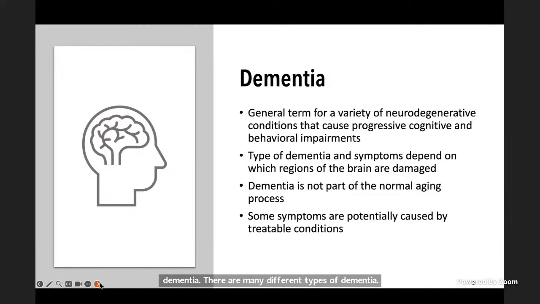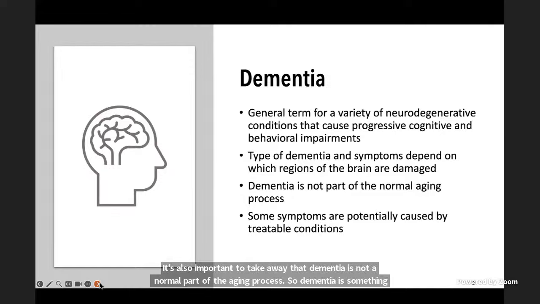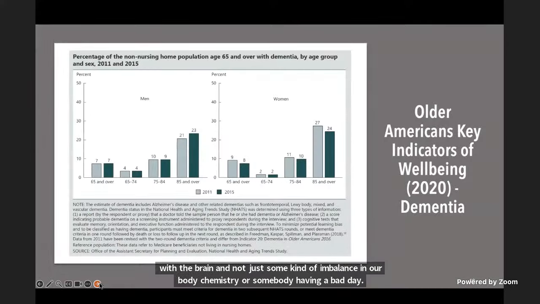And it's interesting because it hasn't been that long ago that dementia, especially Alzheimer's disease, was a mystery. It was only in the early 1900s that dementia was demystified as something actually going wrong with the brain and not just some kind of imbalance in our body chemistry or somebody just having a bad day. There was actually a physical cause for a cognitive disorder. So keep that in mind as we go through the rest of our presentation here.